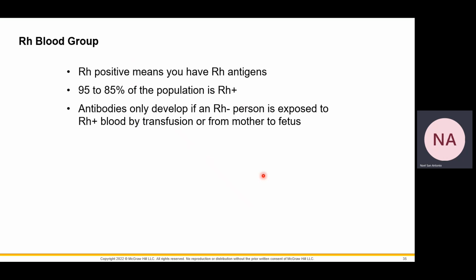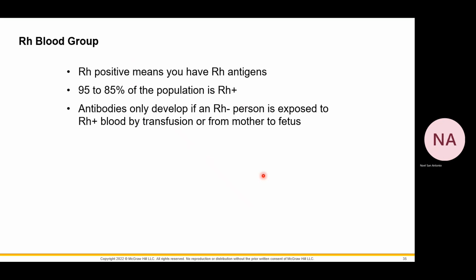Meaning you have RH antigen, or sometimes it's called antigen D as in delta. So if you have antigen D as in delta in your red blood cells, then you are RH positive. And 85 to 95% of the population are RH positive. Karamihan sa atin RH positive.